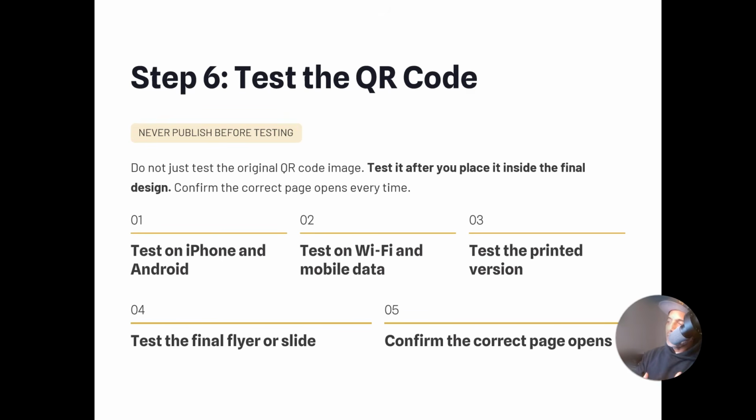Okay, now if you don't have an Android and you don't have an iPhone, at least test it on a phone. Okay, if you don't have Wi-Fi and mobile data, at least try to test it on whatever you have, mobile or Wi-Fi. Okay, and number 3, test the printed version. So if you have a flyer, make sure you try to scan it with your phone. Test the final flyer or slide. Okay, so you want to, let me go back to number 3. So you want to test the printed version of your QR code. Okay, and then number 4, you want to test the final flyer or slide. So once you generate that QR code, test it. Then once you put it on your flyer or your slide, test it. Okay, and confirm the correct page opens when you test that code.